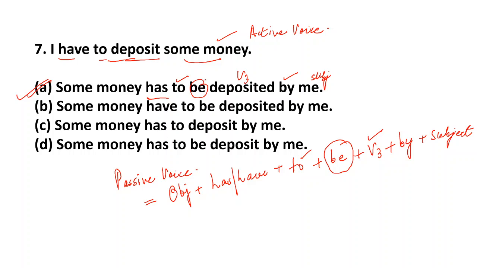Now you will ask why it is has. Learners, money is an uncountable noun, and you all must know that an uncountable noun is always taken as singular and it will have a singular verb.